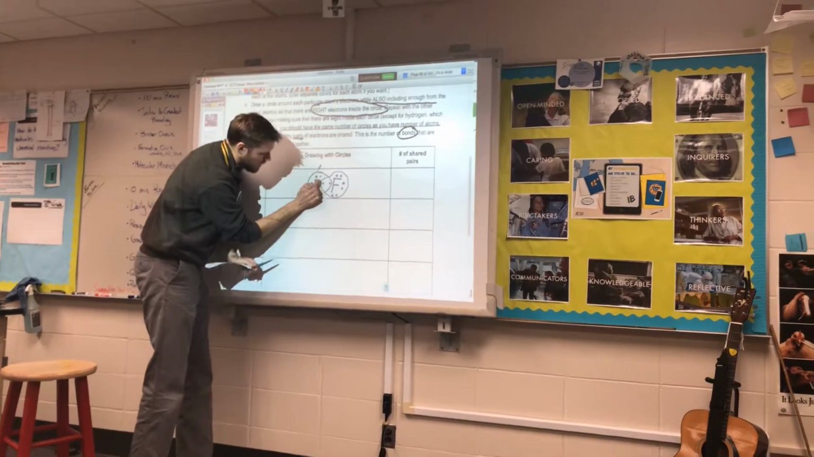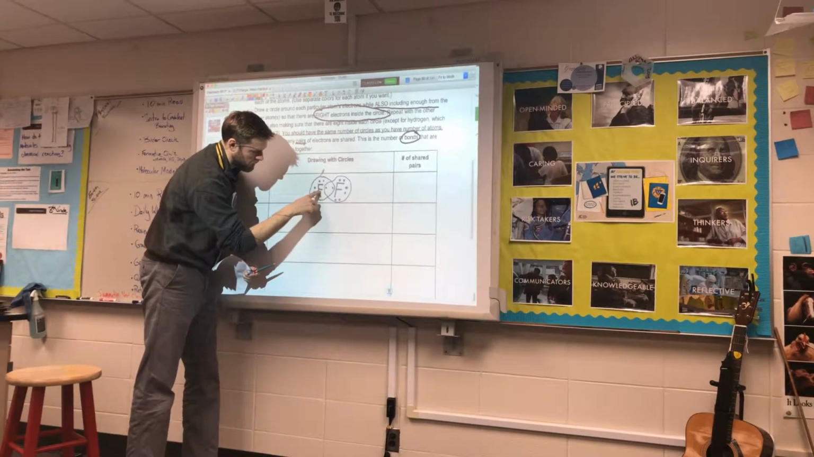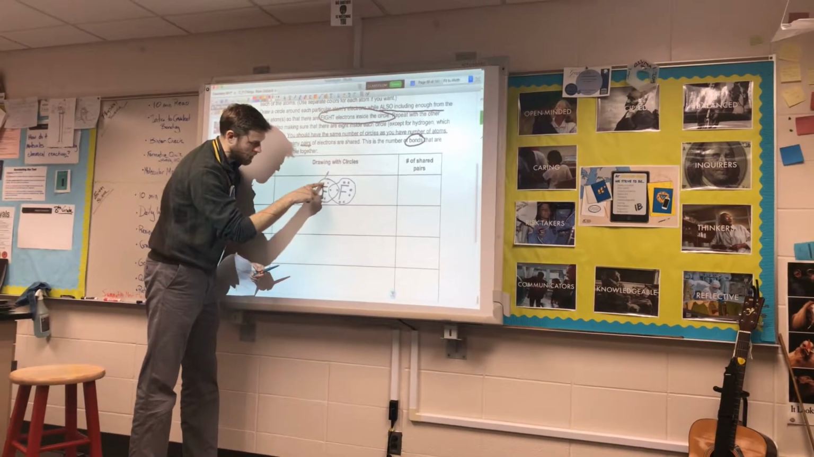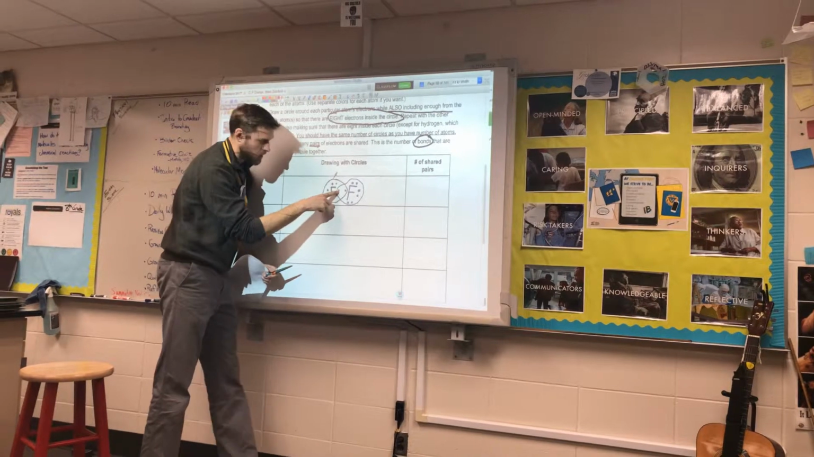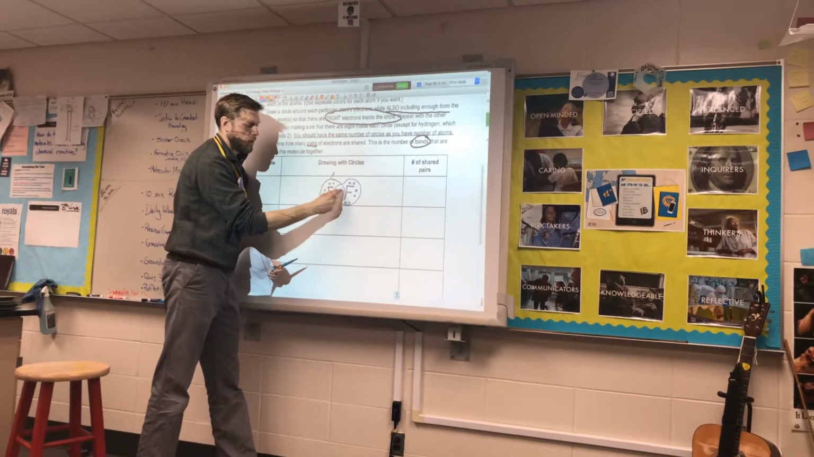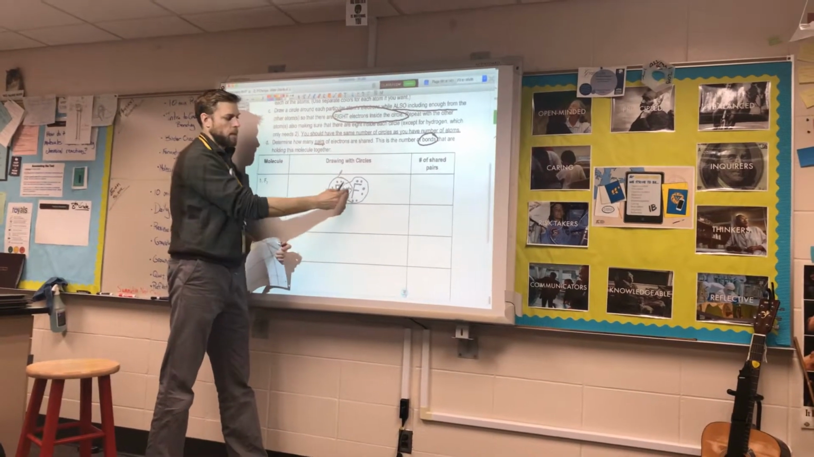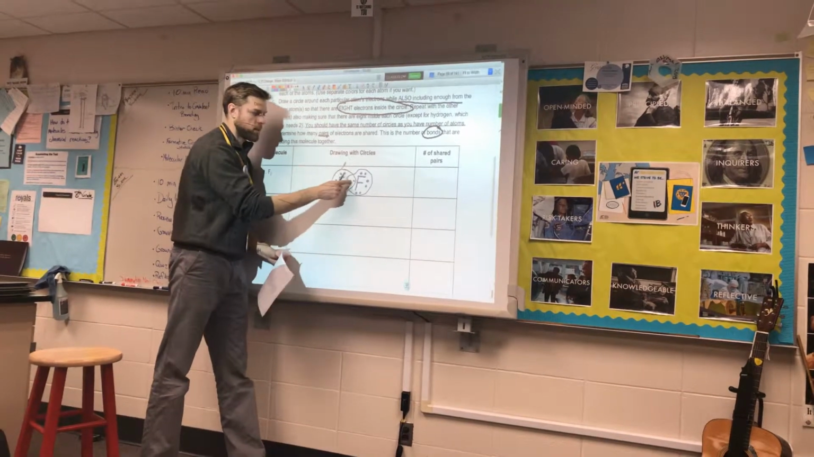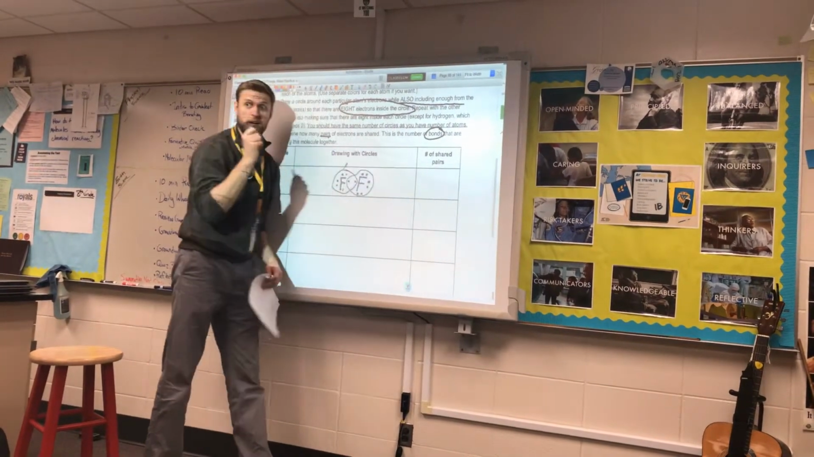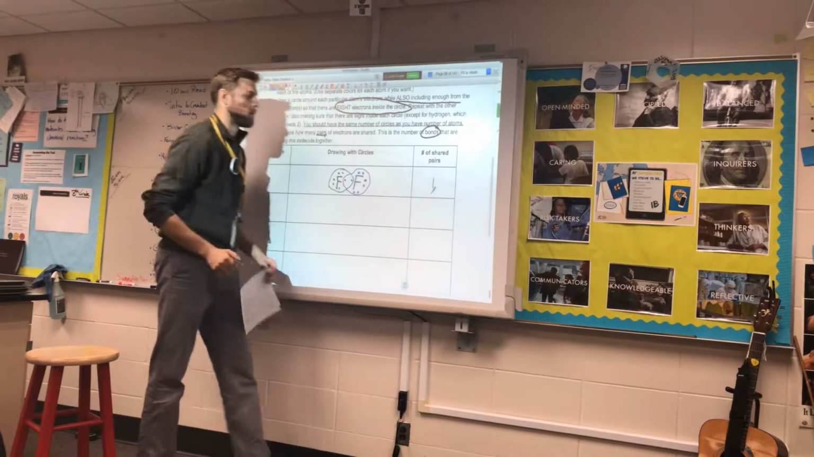Let's double check. Do we have 8 electrons in this fluorine atom's shell? We got 1, 2, 3, 4, 5, 6, 7. The original 7 plus it's borrowing 1 from that fluorine. So how many pairs are shared between these right now? 1. 2 electrons makes 1 pair.